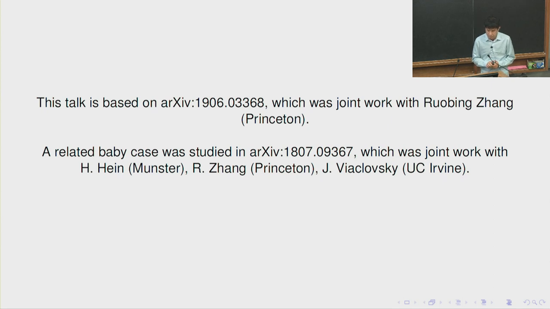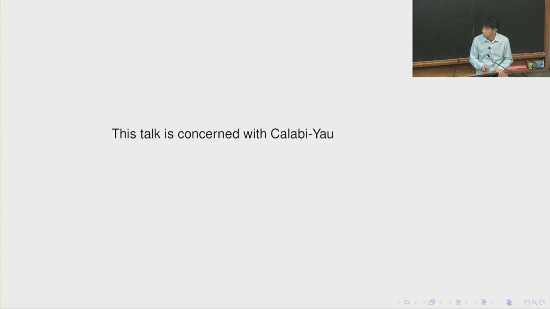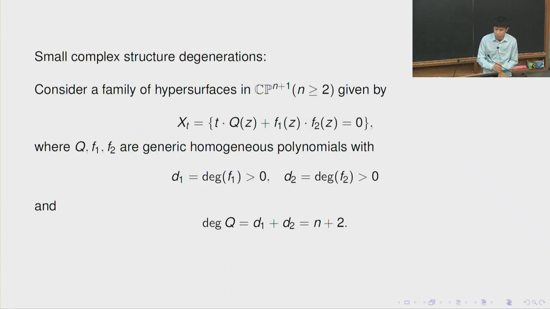This is based on work 5 years ago, which was joint with Ruobing Zhang, who is an assistant professor at Princeton. And 1 year before, we wrote another paper joint with Hein and Wiakowski, which is related. It's in dimension two, a baby case. So this talk is concerned with Calabi-Yau metrics. I'm a differential geometer, so I will talk about the metrics. So what is a small complex structure degeneration?